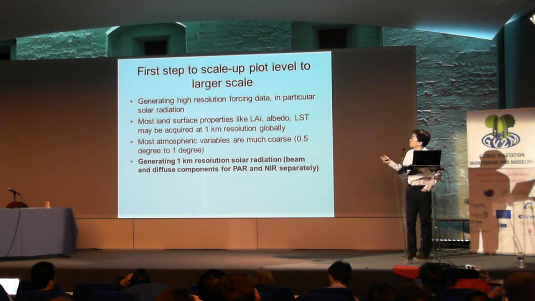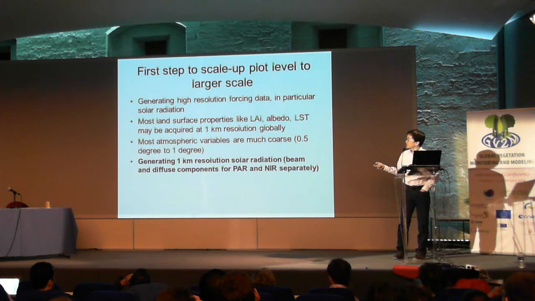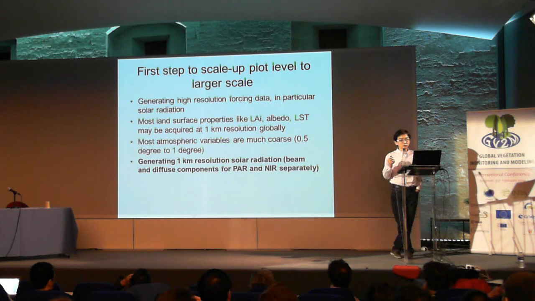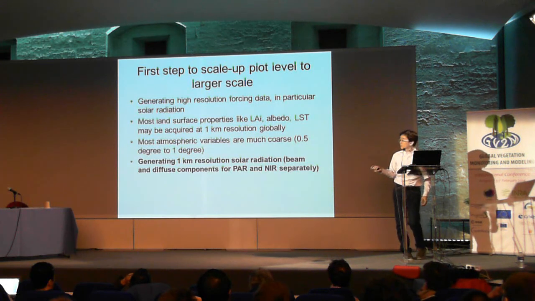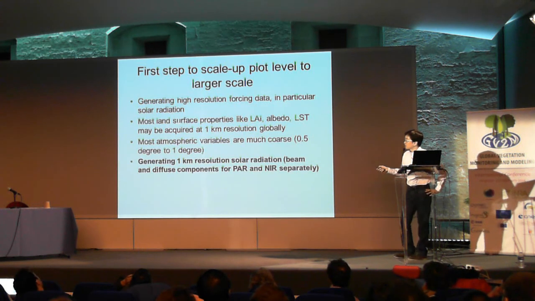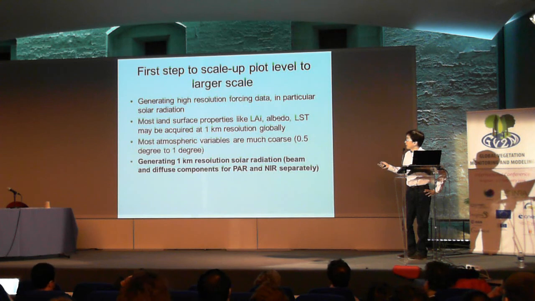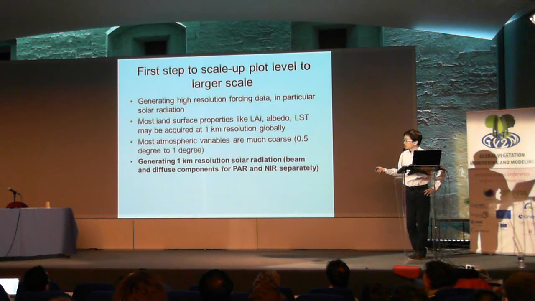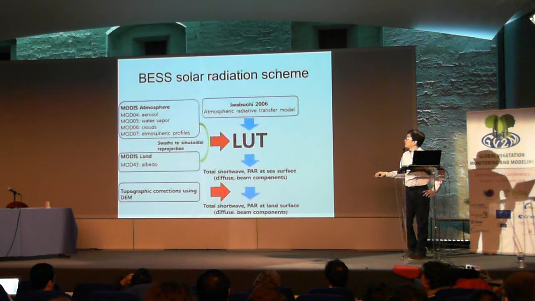So the first step is to scale up from the plot level to larger scales. I believe that generating high resolution forcing data, in particular solar radiation, is very important because solar radiation is the main driver of all land surface processes. Most land surface properties like LAI, albedo, and LST may be acquired at 1 km globally, but most atmospheric forcing data are much coarser. So I'm now trying to generate a 1 km resolution solar radiation map for beam and diffuse components separately, for PAR and infrared.